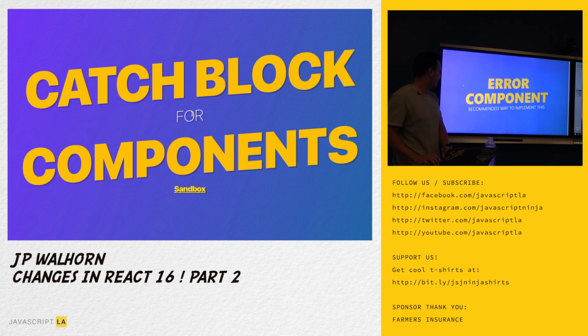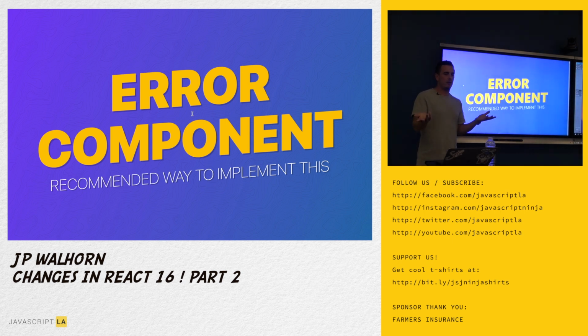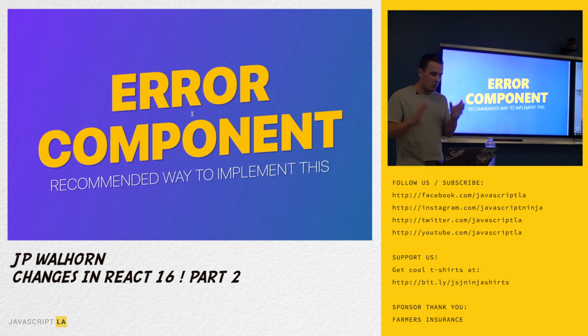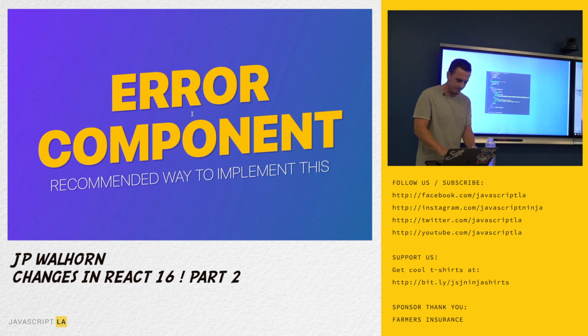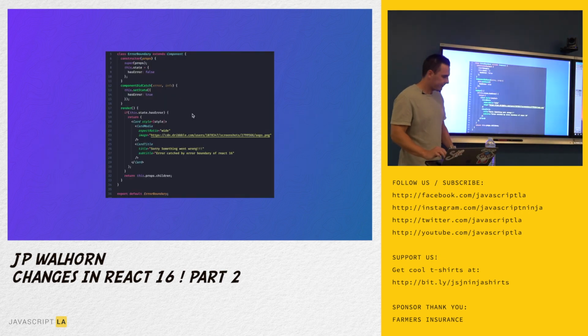So the error component is the recommended way to implement this. What does this mean? Basically you can build a utility component, like an error boundary component. Whenever you have an error, you don't have to rewrite the code and have repetitive code in your code base, because you're probably always going to do the same. So just write a component for it and pass it through and use it.